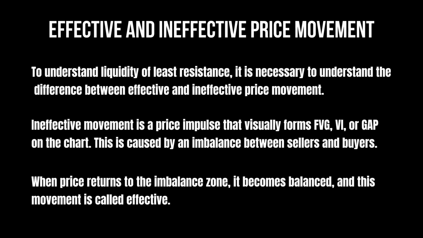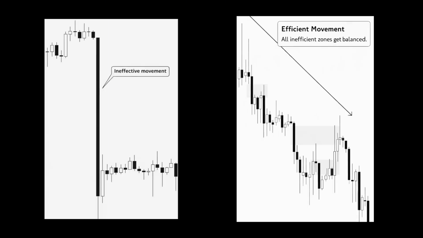The one thing I would like to mention before analyzing the liquidity of the least resistance is the effective and ineffective movement. In order to understand the liquidity of the least resistance, you need to understand the difference between an effective and ineffective movement. An ineffective movement is a price impulse, visually on the graph, forming an FVG, volume imbalance, or gap.